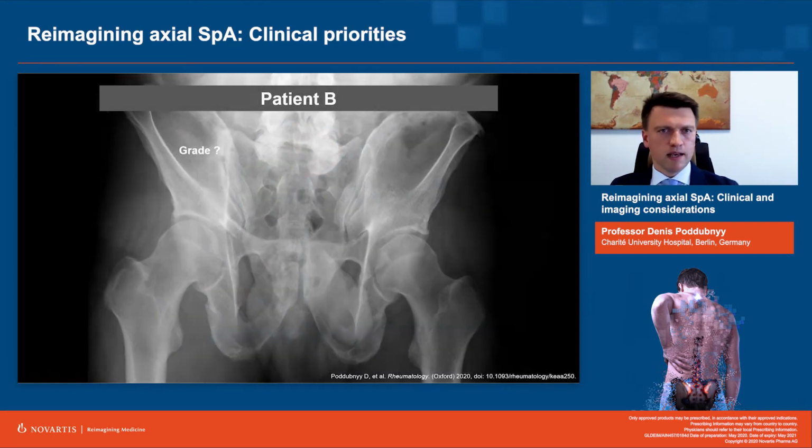Patient B, we have here again X-ray of sacroiliac joints, and you see here some structural changes, some subchondral sclerosis, but it is not clear what is happening in this area. So everything is possible from grade 1 to grade 3. That is why we need here an MRI.